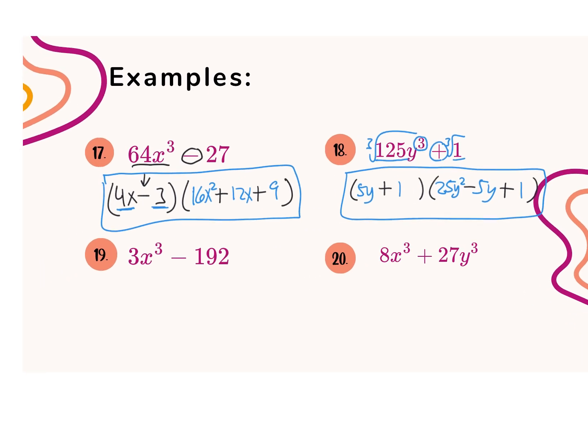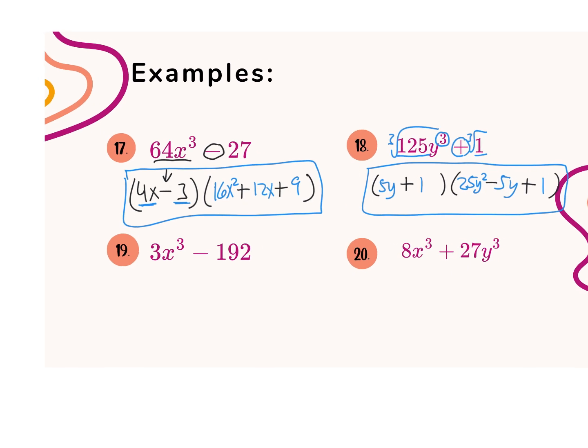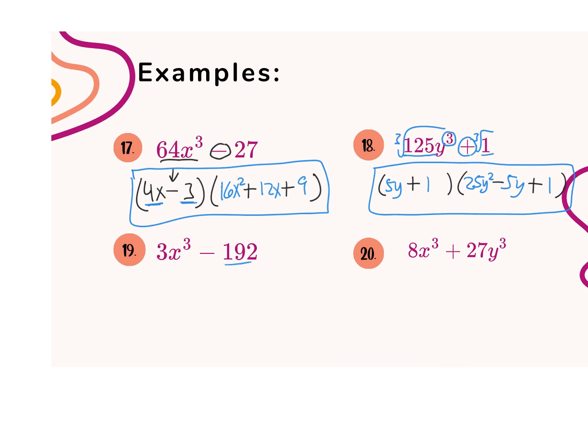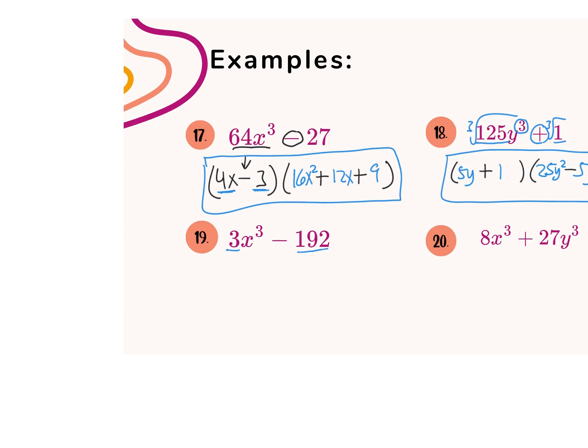Now this one is not a perfect cube. 3 and 192 are not perfect cubes. Maybe you didn't know that 192 wasn't a perfect cube, but you can tell that 3 isn't. There's not a number that when you multiply it by itself 3 times, you get 3. So what we can check first is the GCF.